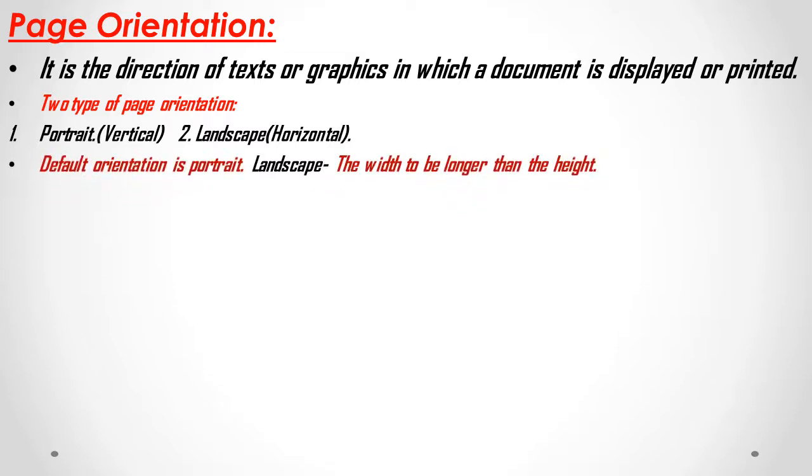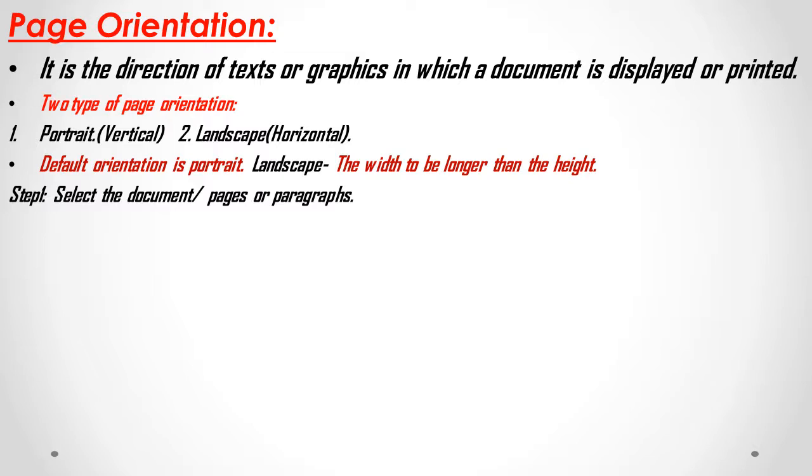How to set that? Before that, the default orientation is portrait. You know that, I have just said. By default MS Word will take the orientation style as portrait only. Landscape is used to make the width longer than the height. Width will be more than the height. That is about landscape. How to set that orientation?